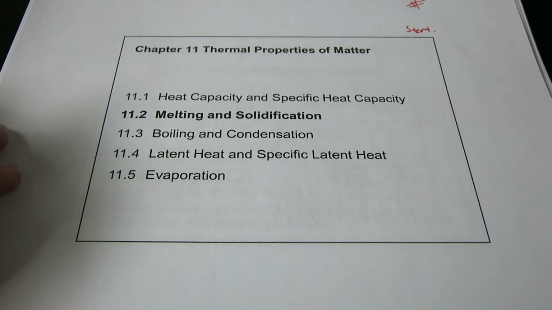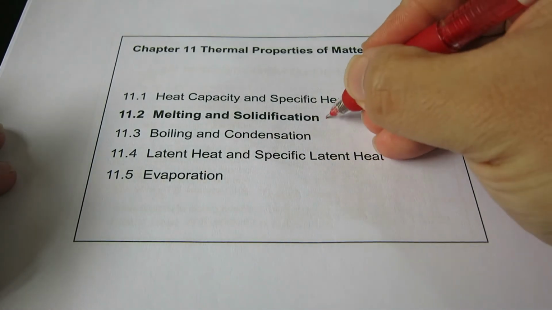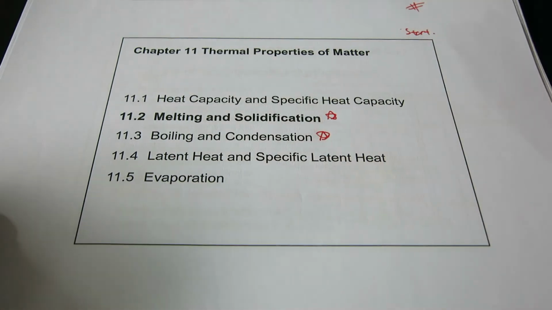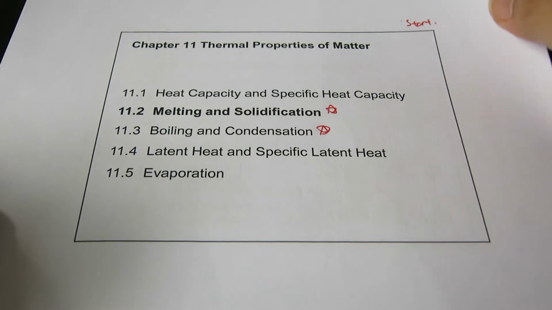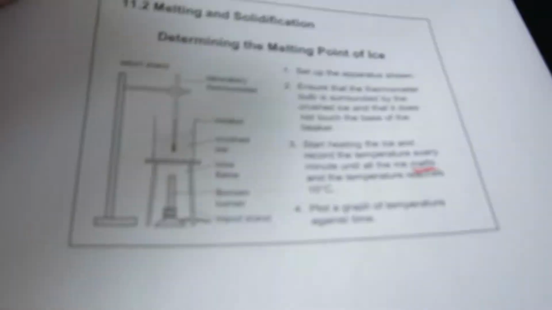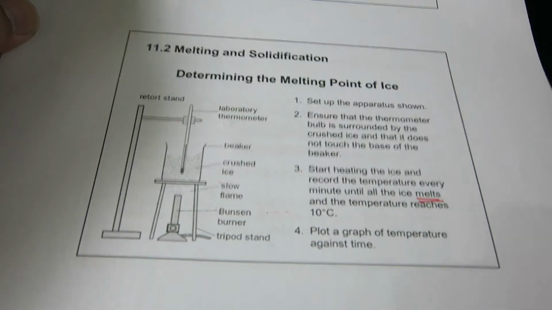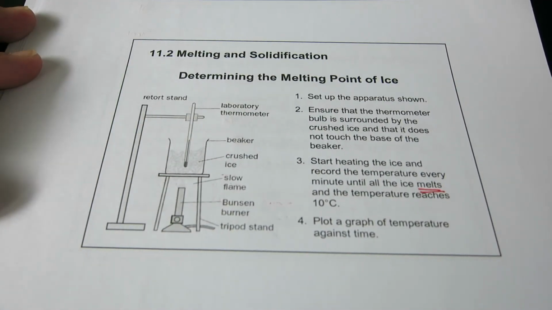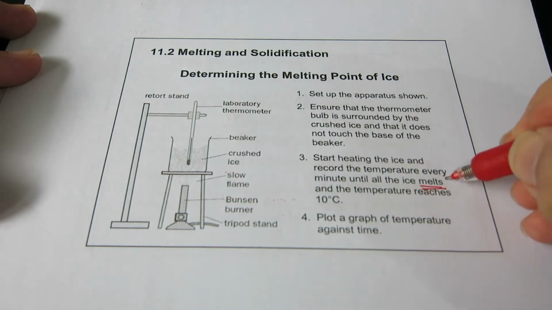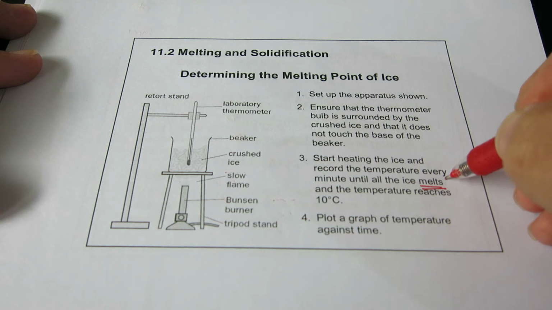Now the next two portions of the chapter are linked together: melting and solidification, and boiling and condensation. And it will be brief because I do not think there is quite a lot of content to cover. So let's discuss melting and boiling. How does one discover the melting point of ice? It must be pure melting ice. You should have learned this in the temperature chapter. It must be pure melting ice.